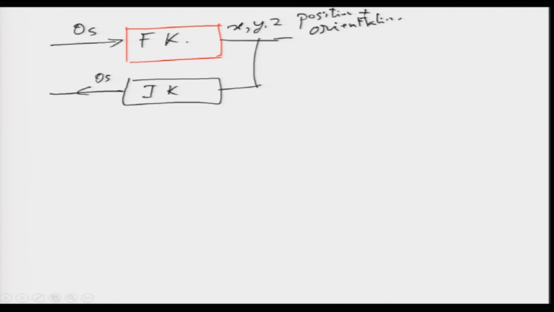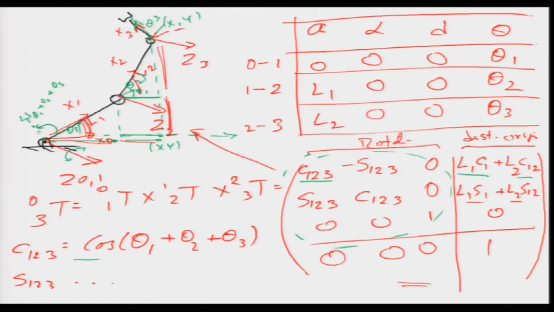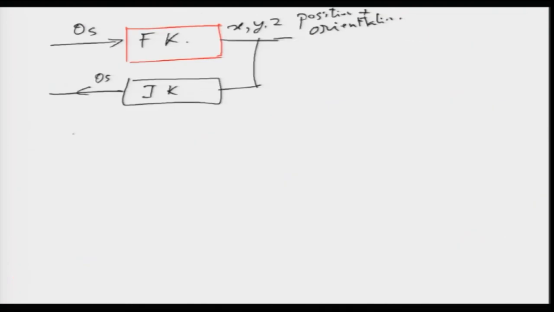Of the end effector. So, this is forward kinematics and this is inverse kinematics. Now, let us go back here and see. This is giving me the x coordinate of the end effector, and this is giving me the y coordinate of the end effector. Let me write this down again only in terms of x and y.